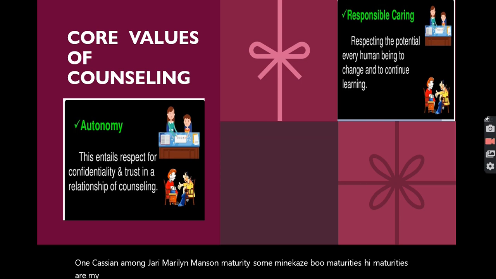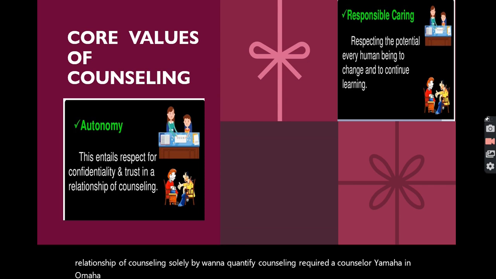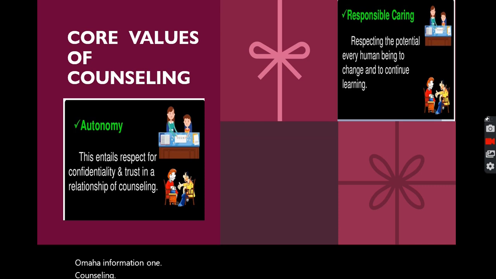Okay? Autonomy, this entails respect or confidentiality and trust in the relationship of counseling. So, halimbawa, nagpunta ka kay counselor, hindi pwede na sabihin ni counselor yung mga information mo na, oh, si ganito, halimbawa, may nagpa-counseling, may kakilala ka o kakilala siya. Kinikwento niya yung sinasabi mo, no, hindi pwede yung gano'n. That's why they are called professional counselors. Hindi pwede na basta-basta nila sabihin.